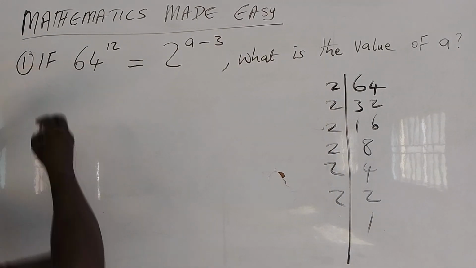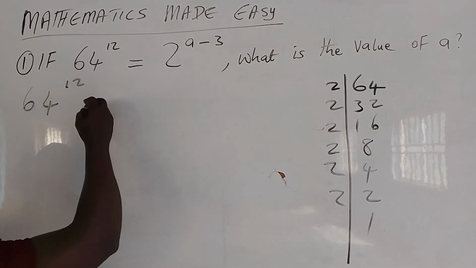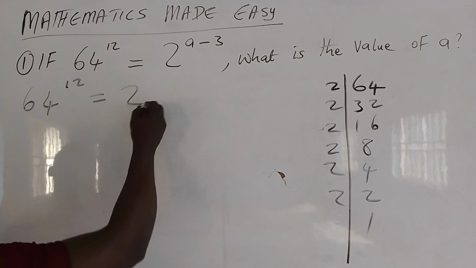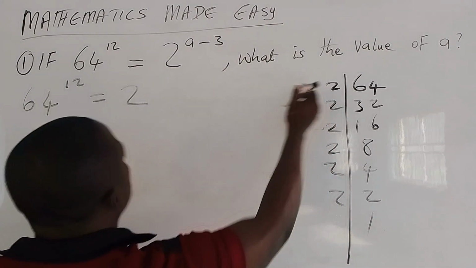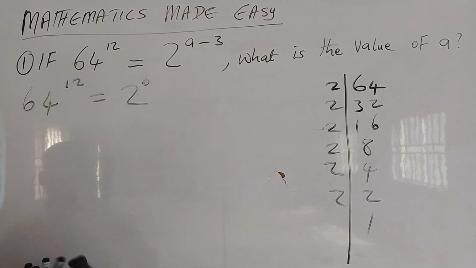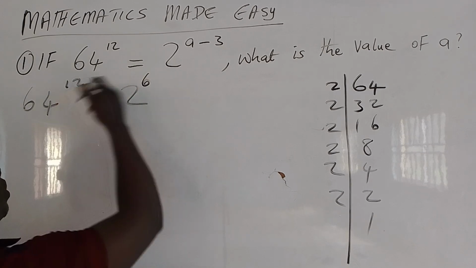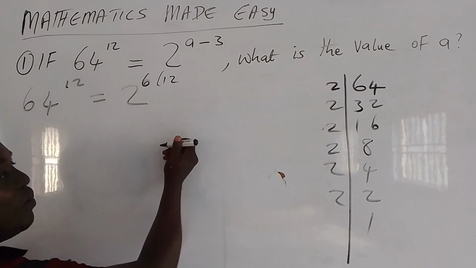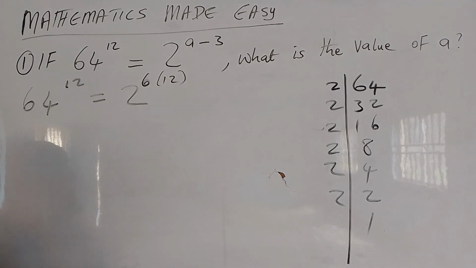Which means 64 raised to the power 12 is equal to 2 raised to the power 6, including 12. That's what it is. This is equal to this.